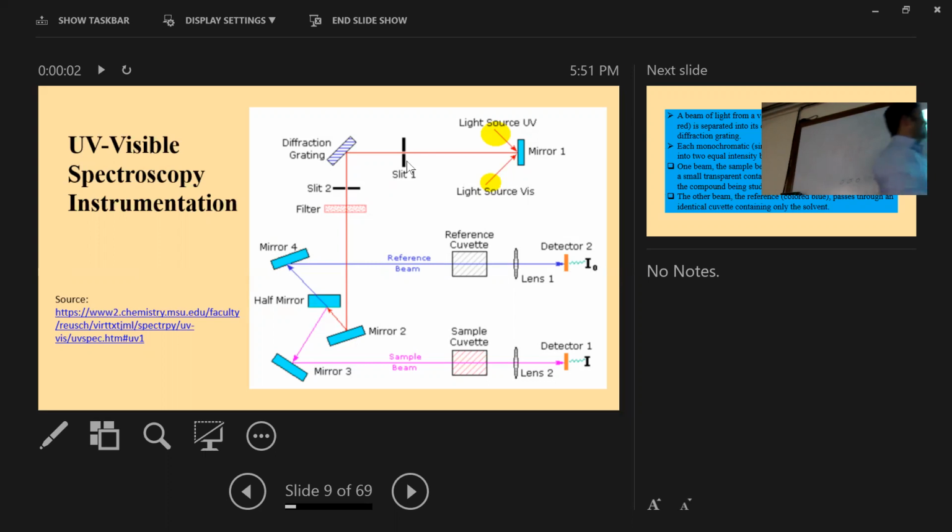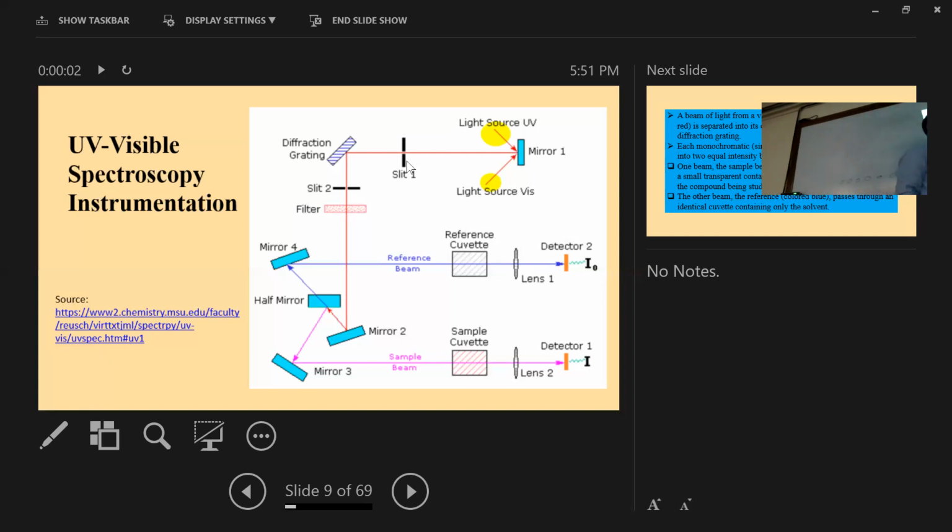Okay. Then we have one mirror here. This monochromatic light is coming here, and this mirror can reflect the light. If we call it a mirror, it can reflect 95% or more than 95% of the light. So it is reflecting the light toward this.